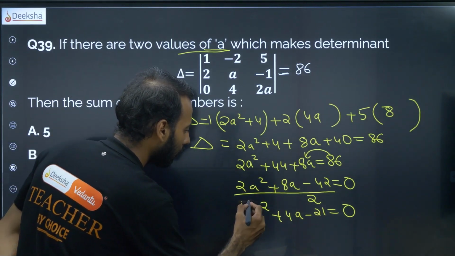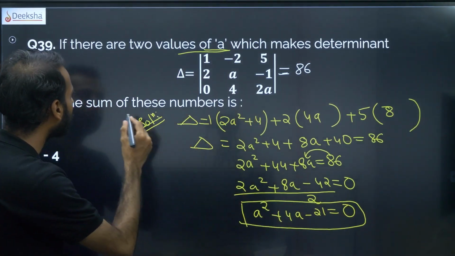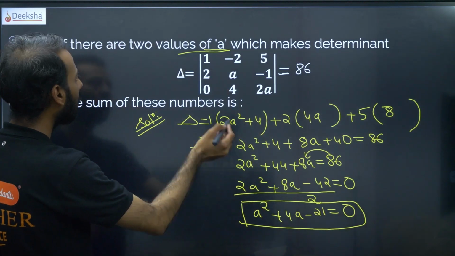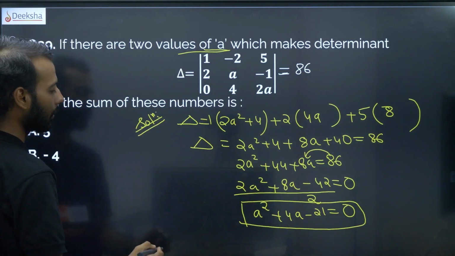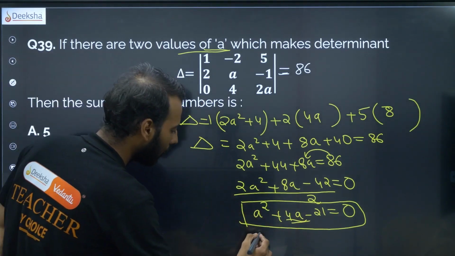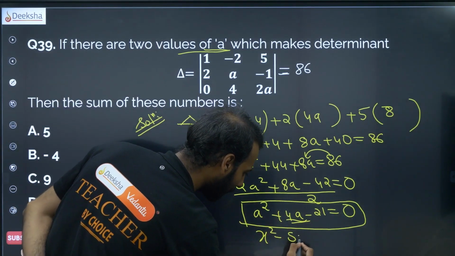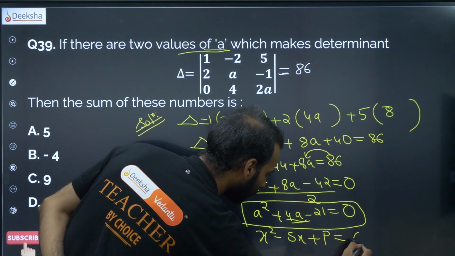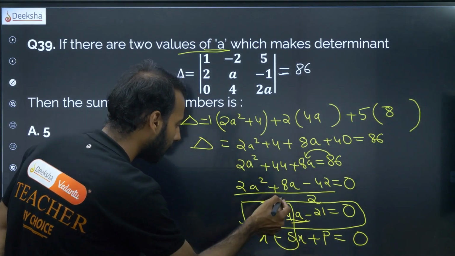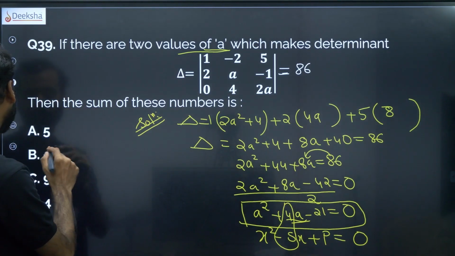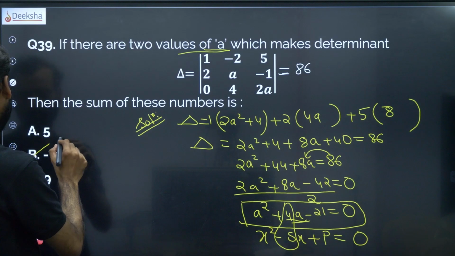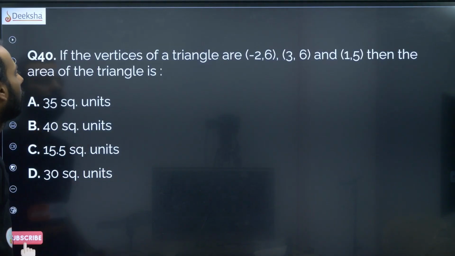Now go through this equation and read the question. If there are two values of a which make this determinant 86, then the sum of these numbers is. Whenever a quadratic equation is there, to find the sum we write it like this: x square minus sx plus p is equal to 0. So minus s is 4, so the sum will be minus 4. B is the answer. Next, moving to the next slide.